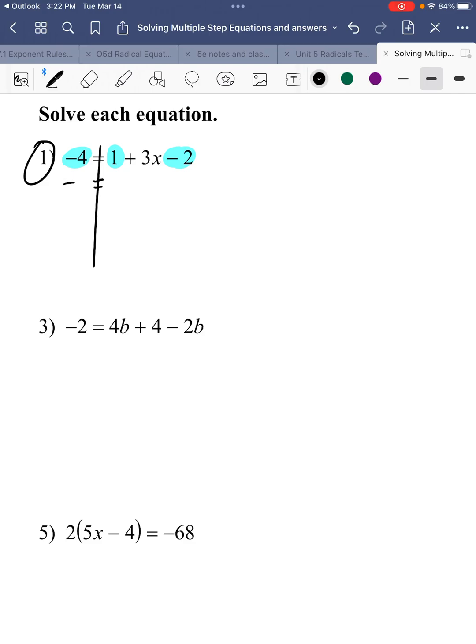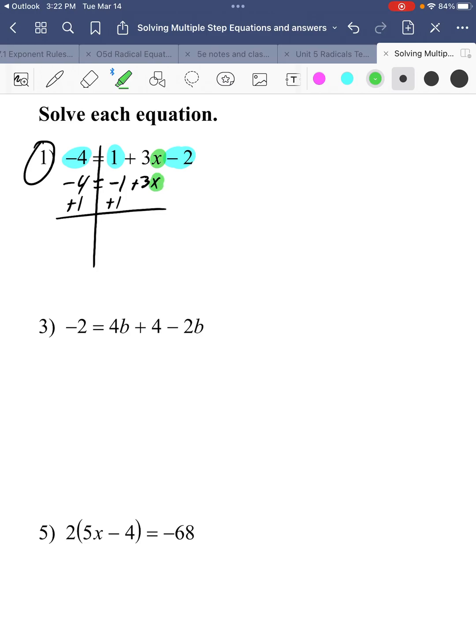I'm going to add 1 minus 2 together, so the -4 is on the left side, then 1 minus 2 on the right side is -1 plus 3x, or you could write 3x minus 1. Now to gather like terms on opposite sides, I'm going to add 1. You could add 4, but by doing that it makes the equation 0.